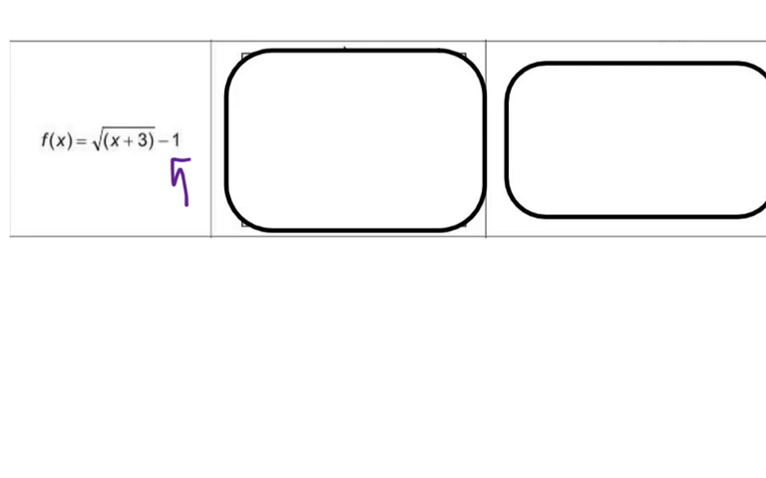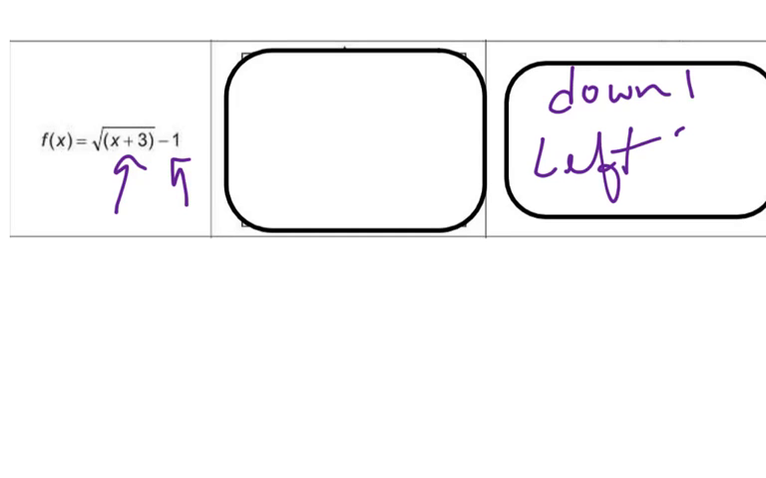If you look at the end, that -1 makes it go down 1. And then if you look inside, that x plus 3 is going to make it go to the left 3. For the test, I would recommend you looking at your thinking map and going over all these transitions. So looking at your graph, if your vertex or your starting point went down 1 and left 3, then there you're going to have your graph. You could also look at your calculator to see what the graph should look like.